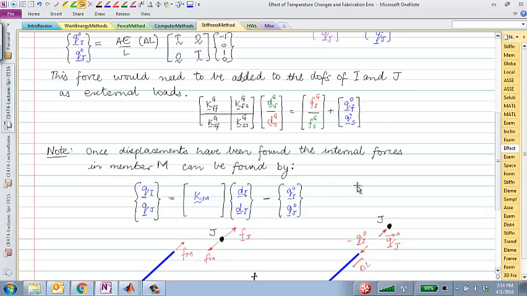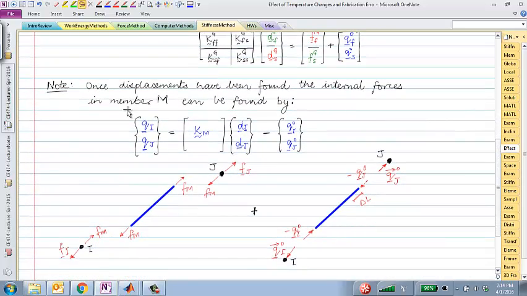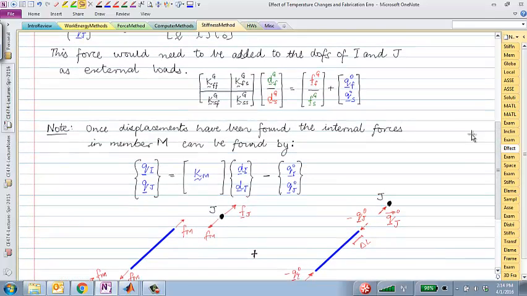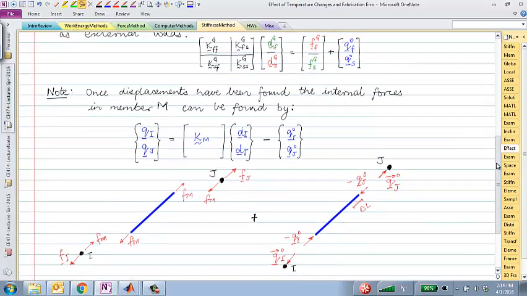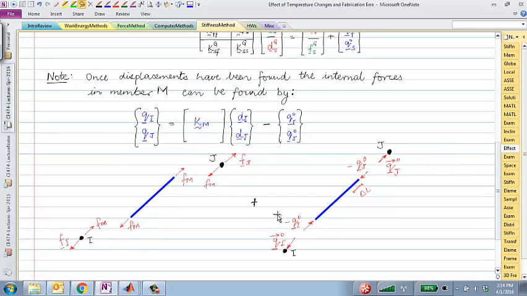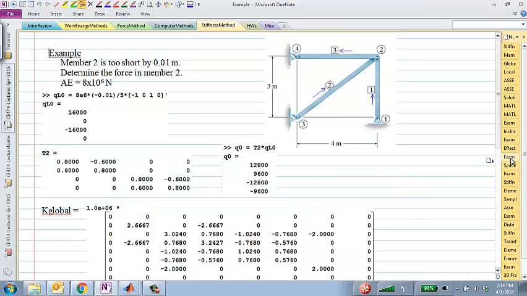After you've solved it, you can go back and calculate the internal forces in the members. Now that calculation also does require a little bit of care here. Since we added this force as an external force to our truss, we need to subtract it back out from the member forces. So that's why you calculate the element force using this element force displacement relationship and subtract that out. Let me show you this through an example. I think that will make more sense.